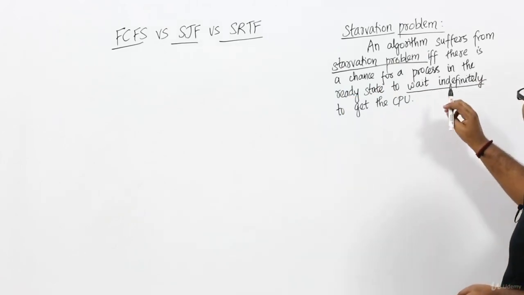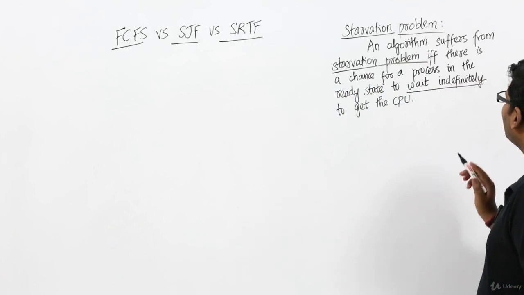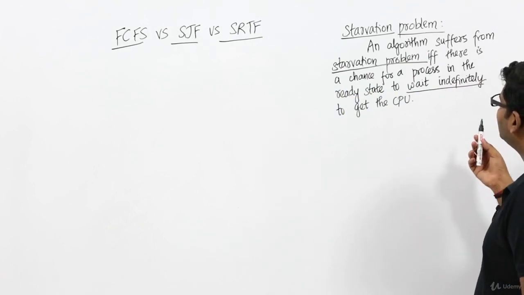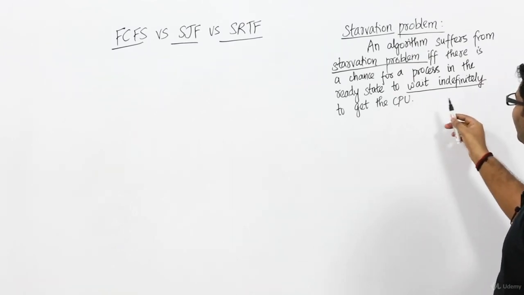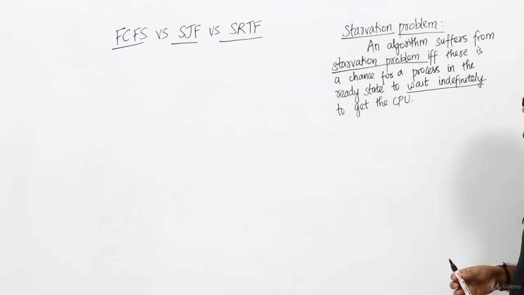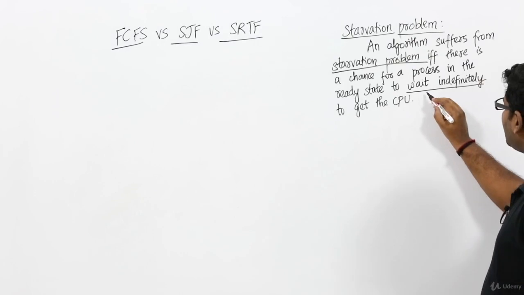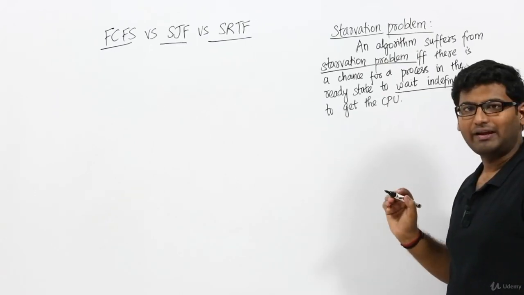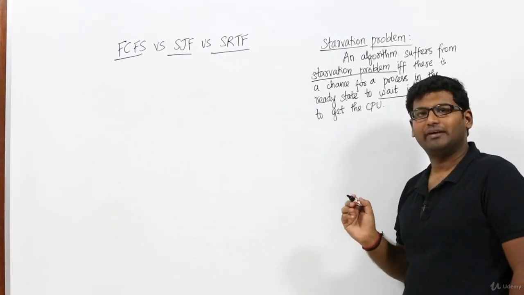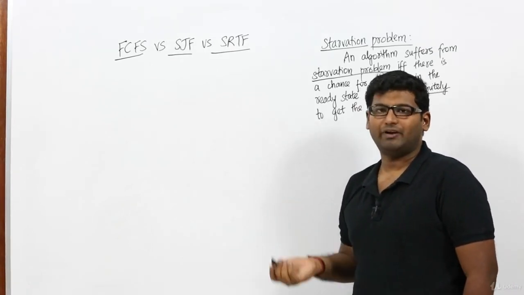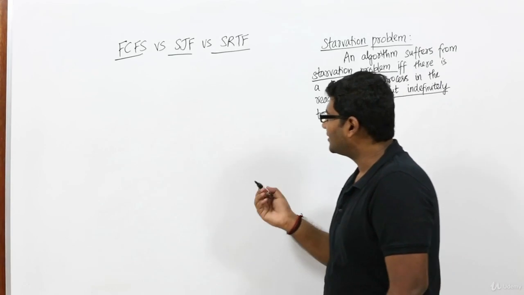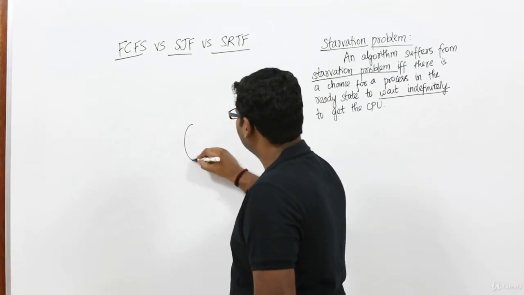An algorithm suffers from starvation problem if and only if there is a chance for a process in the ready state to wait indefinitely to get the CPU. See, it is wait indefinitely, not wait infinitely. Generally, people think that it is wait infinitely, but it is actually waiting indefinitely. Now, let us understand what is meant by waiting indefinitely.